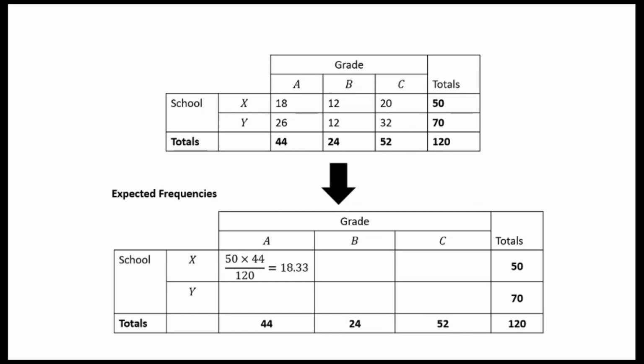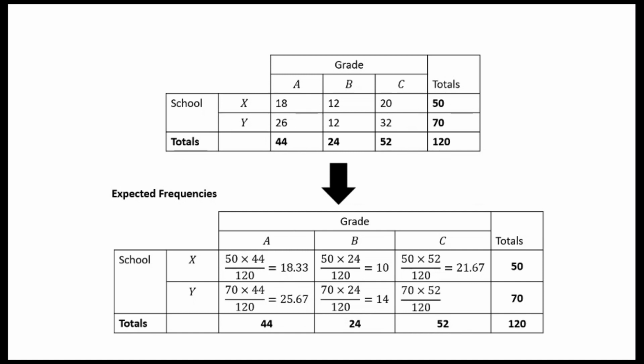So we already know for A and X, it's 18.33. A and Y, we're going to go for 70 times 44 over 120. For B and X, we're going to go for 50 times 24 divided by 120. B and Y, 70 times 24 divided by 120. I hope you can see exactly what's going to happen here for each of them. Finally, for C grades, 50 times 52 divided by 120, and 70 times 52 divided by 120. So this is how we're going to calculate our expected values.